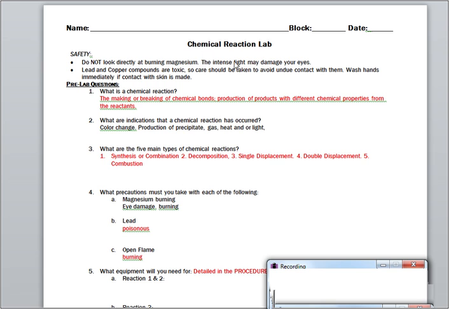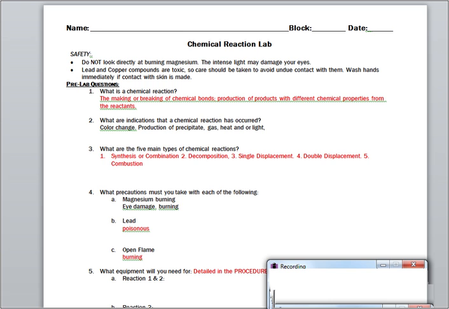All right, here we go. This is the chemical lab reactions, the little lab we did, the 5-reaction lab we did the other day, and I'm going through the questions and the answers, and some of the wording might be a little bit confusing, so let's go through it and make sure you understand. So what is a chemical reaction?